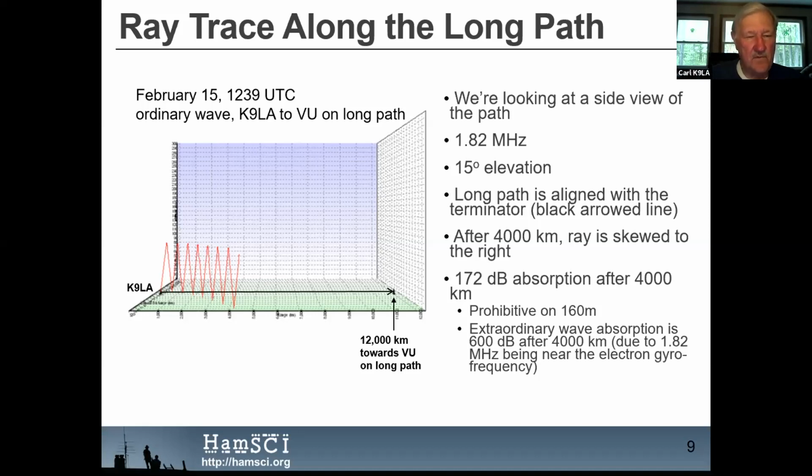Now, when you do the extraordinary wave, and we'll get into that a little bit later too, the absorption is significantly higher, about 600 dB after those 4,000 kilometers. And it's due to 160 meters being close to the electron gyro frequency, which is around 1 to 1.4 megahertz worldwide. It can get lower and can get a little bit higher too.